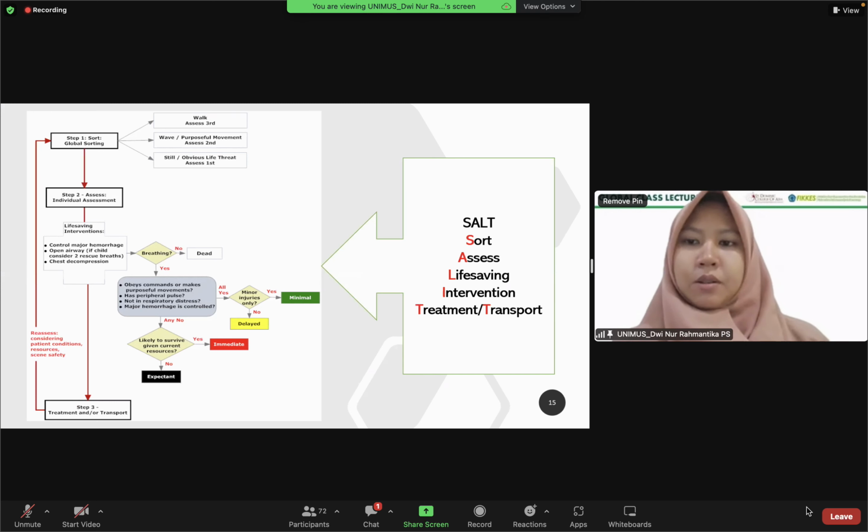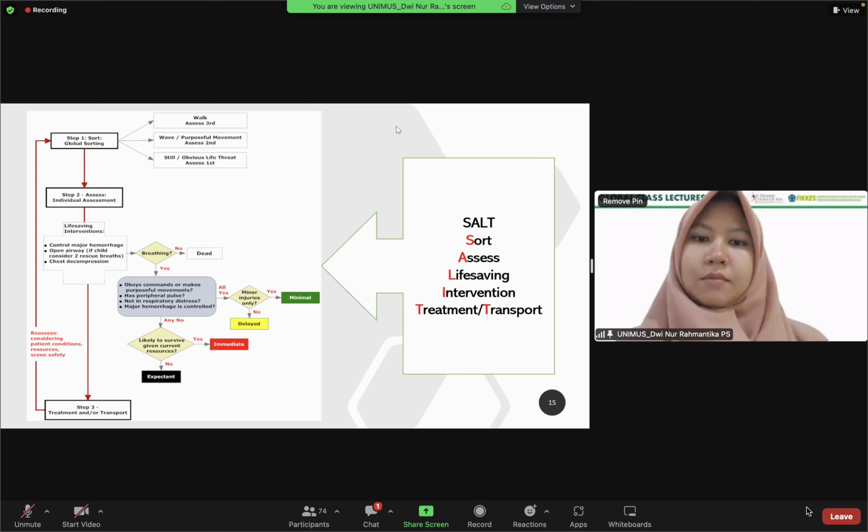And this one is a sample of the SALT, which I said is also used in Indonesia: Sort, Assess, Life-saving intervention and Treatment. It is also used to do disaster triage. Some researchers say that it is effective, with similar effectivity to the START algorithm. So mostly Indonesia uses this one to do disaster triage.